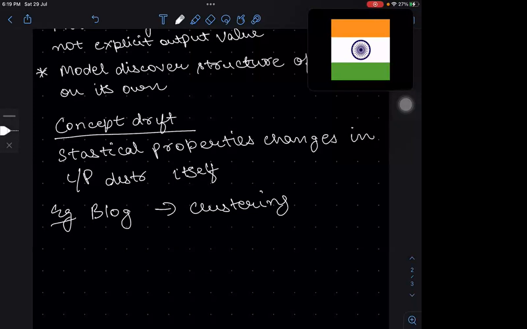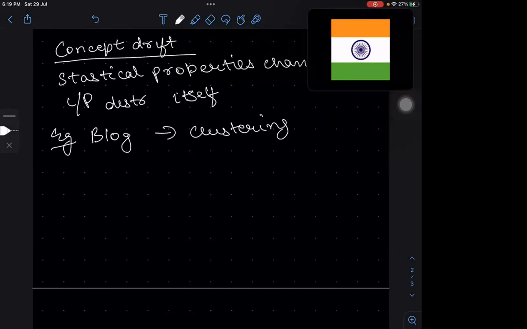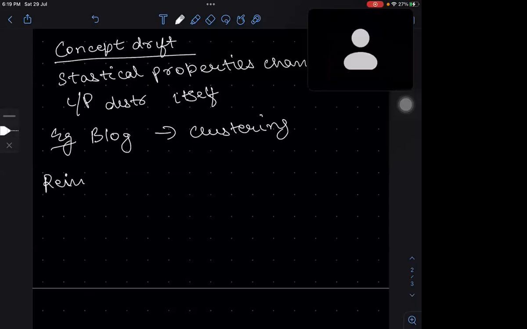Okay, ma'am. So now let's proceed to RL, our main topic here. If you want it in detail, then we can discuss it in the next lecture as well. I'll come up with more examples of concept drift, so we can discuss it at the end of the lecture. So now we come to reinforcement learning.